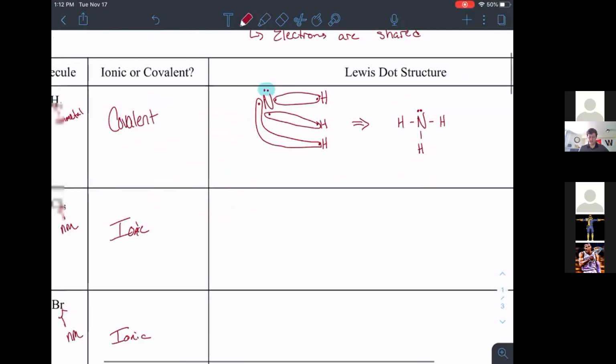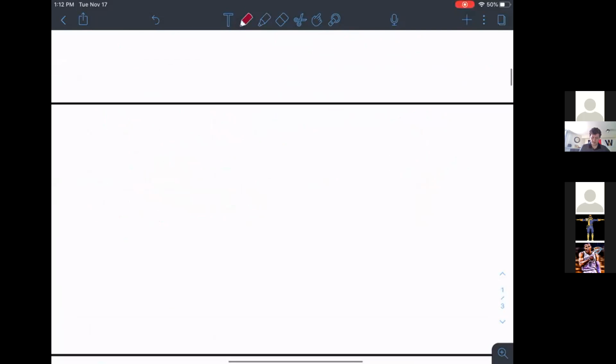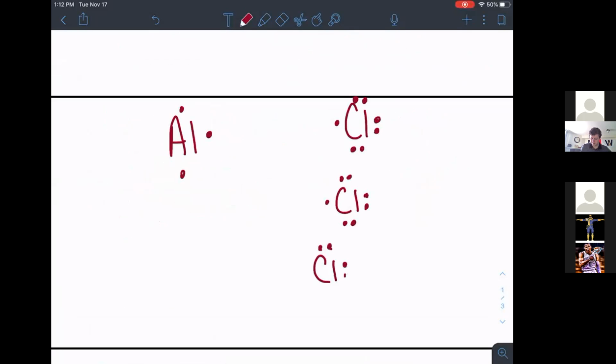All right. And then we have our next one, aluminum and chlorine. So let's draw our Lewis dot structures for aluminum and chlorine. Can you remind me what happens to the electrons in ionic compounds? They get shared to the chlorine. They get shared? It's transferred. Transferred. So ionic compounds transfer their electrons to the chlorine.